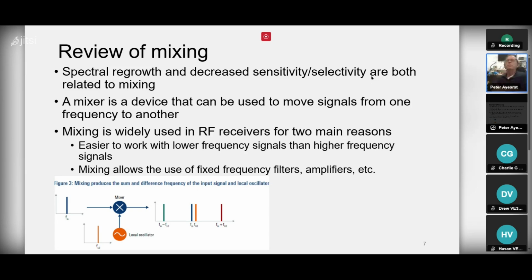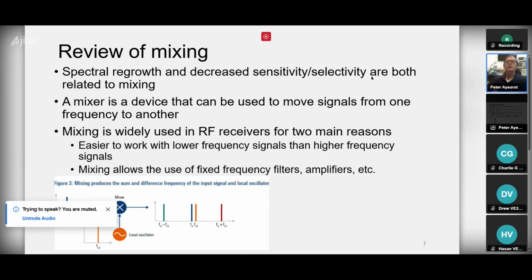So, the review of mixing. We all know this, but just to make it the complete story, we'll go over it quickly. Spectral regrowth and decreased sensitivity and selectivity are both related to mixing. The mixer is a device that's used to move signals from one frequency to another. It's used in receivers for two main reasons: it's easier to work with lower frequency signals than higher, and mixing allows the use of fixed frequency filters, amplifiers, etc. In other words, like the IF.